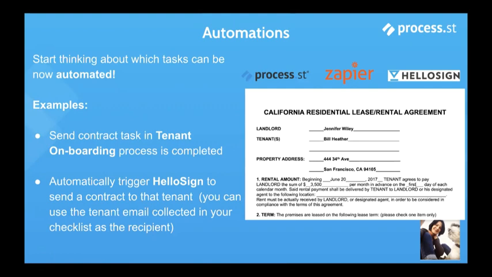Then when the contract's signed, it automatically gets imported right back into your Process Street checklist. And you can even set it up so that the contract also gets sent straight to a file in your go-to storage system. So Google Drive, Dropbox, OneDrive, wherever you keep your documents. All of that automatically just by checking off one task. So you just saved yourself a good 20 minutes or so. And depending on how many times a day or week you send out contracts, you've just saved yourself hours.